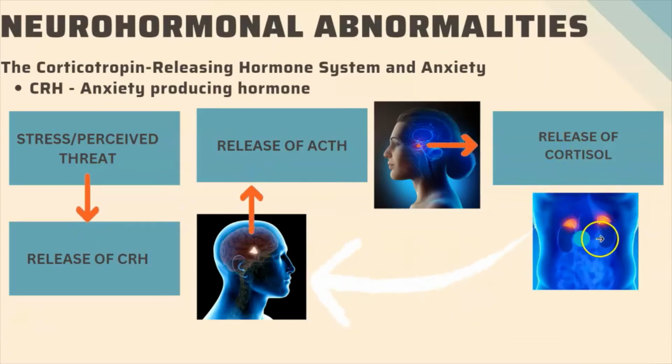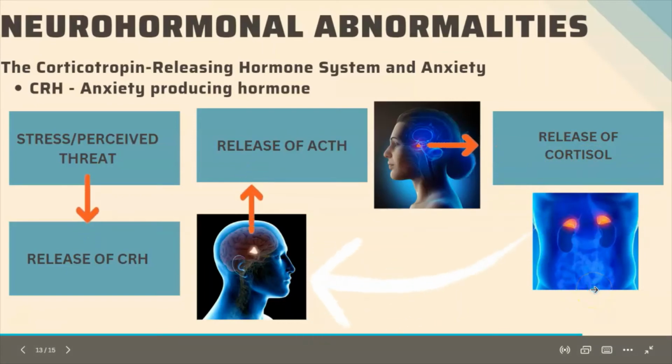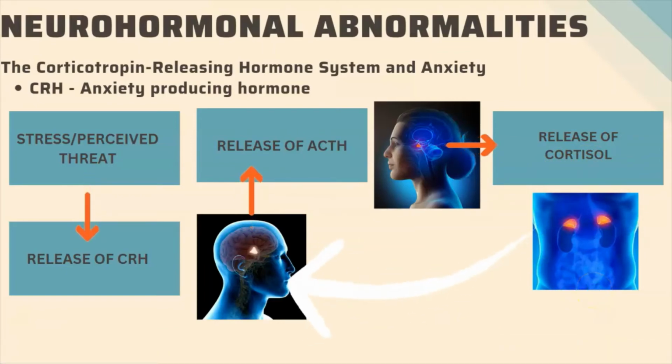Which means the blood levels of cortisol remain high, which in turn causes the person to remain anxious. So this is a very, very important aspect of anxiety disorder, and this maintains generalized anxiety disorder. The HPA axis maintains anxiety disorders because it fails to send the negative feedback to the hypothalamus.